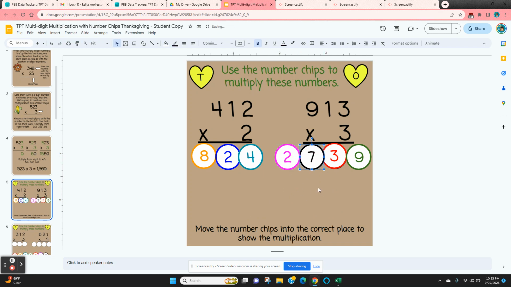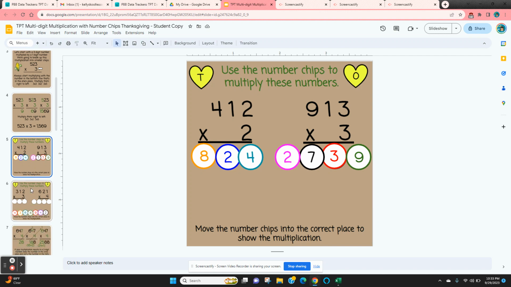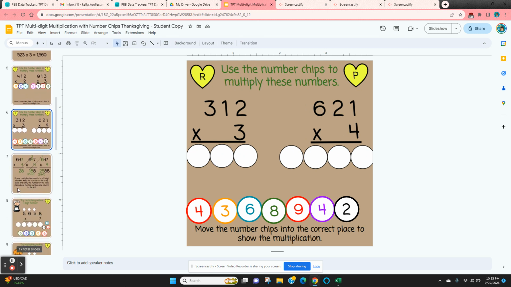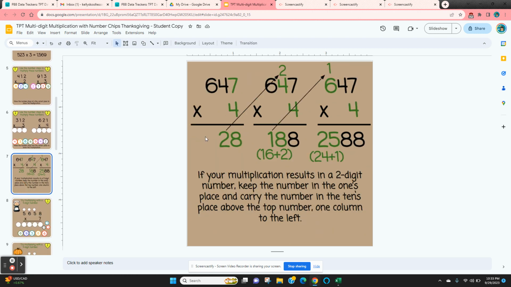So when the problems get a little bit more difficult, they get to the end and the numbers aren't working, they know they've made an error somewhere and they need to go back and check. Next slide, there's a couple more problems to solve. And then you want to explain to the students what to do when you get a two-digit product.